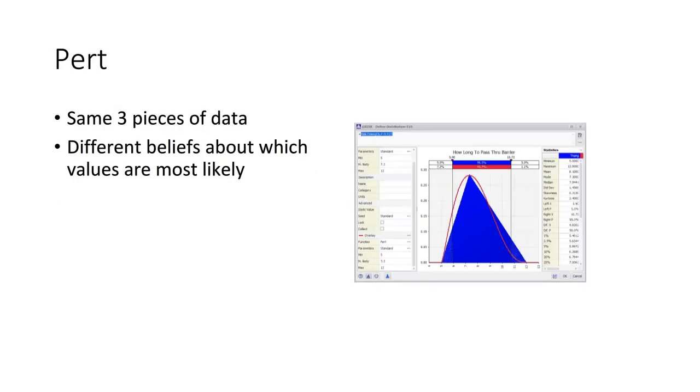The Pert distribution is another handy distribution. It uses the same three pieces of data that you use for the triangular distribution. But the difference is, as you can see here, the blue distribution is the triangle from the last slide, and the red distribution around it is what the Pert distribution would look like.